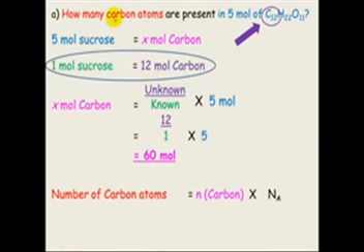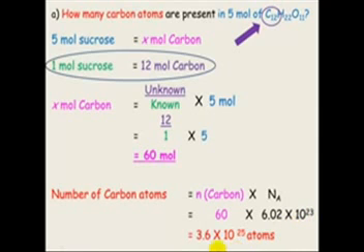So we still need to work out how many carbon atoms. This is the number of mole of carbon atoms. Remember, mole is a counting tool. So to work out the number of carbon atoms, we need to multiply the number of mole of carbon by Avogadro's constant. We've just calculated the number of mole of carbon here, which is 60. Avogadro's constant is 6.02 by 10 to the 23rd. So we get an answer of 3.6 by 10 to the 25th atoms altogether.